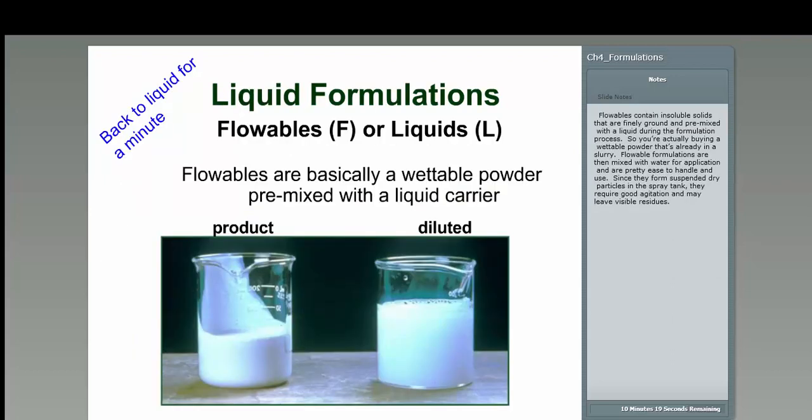Flowables contain insoluble solids that are finely ground and premixed with a liquid during the formulation process. So you're actually buying a wettable powder that's already in a slurry. Flowable formulations are then mixed with water for application and are pretty easy to handle and use. Since they form suspended dry particles in the spray tank, they require good agitation and may leave visible residues.